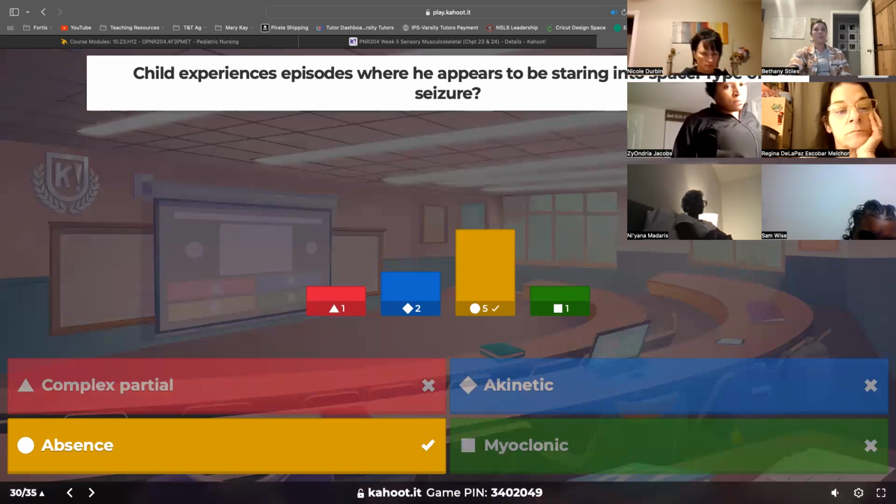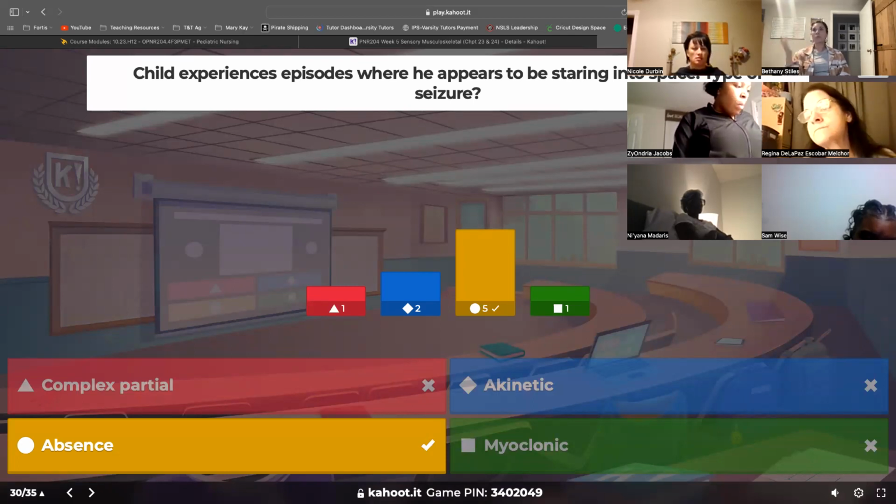So absence seizures are where a patient just all of a sudden starts staring off into space. So they won't be responsive at all. They'll just have a fixed gaze, typically off to the side.